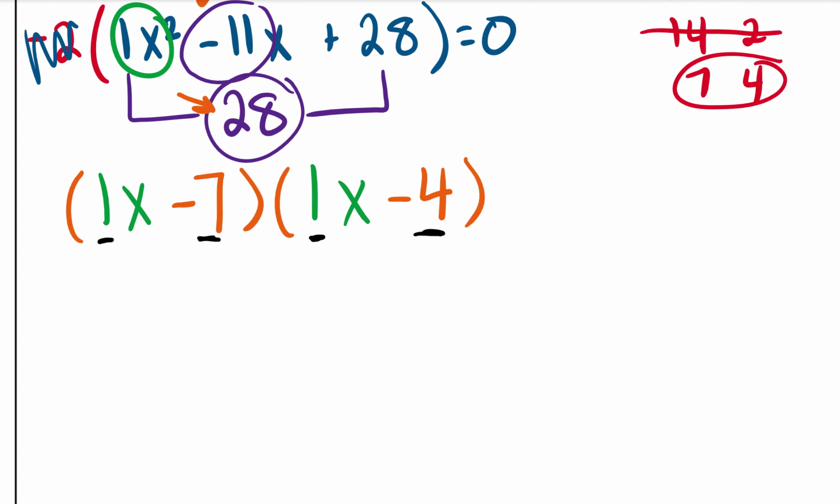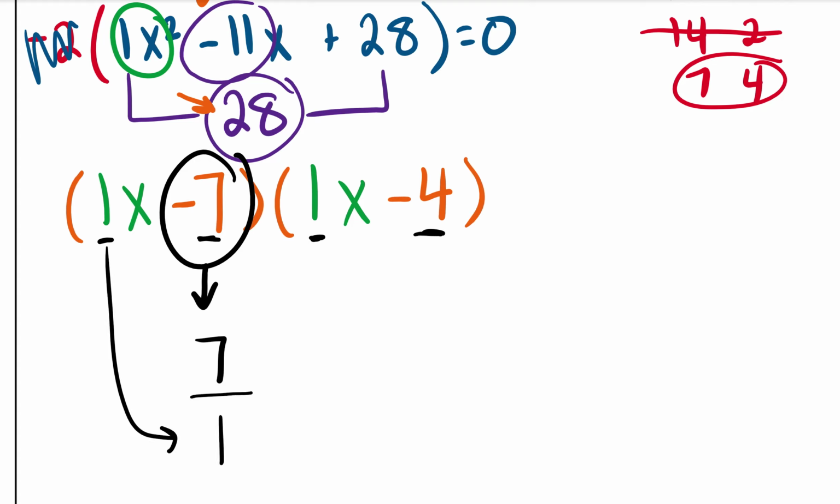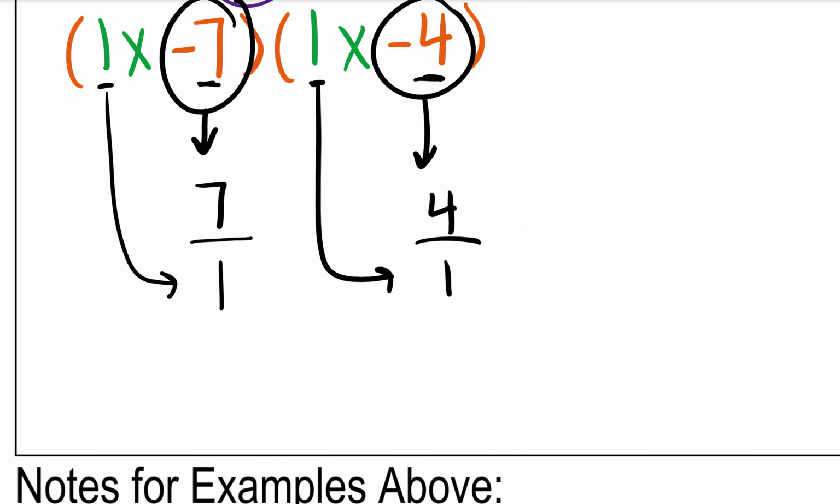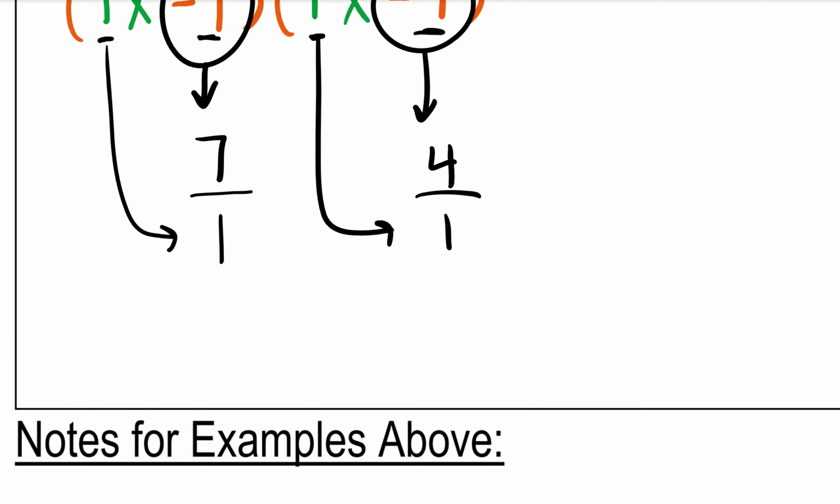So my final solution, because I'm trying to solve, right? I don't want parentheses with x's, I want actual numbers. So I'm going to take whatever number is right here, and I change the sign. So -7 becomes +7, and you divide by whatever number's in front of x. So 1. Same thing on the right. I take this number, change the sign, and I divide by whatever number's in front of x. Now, I can reduce these, because 7 over 1 is just 7, 4 over 1 is just 4, and that's my answer.